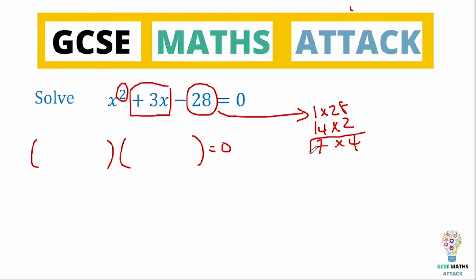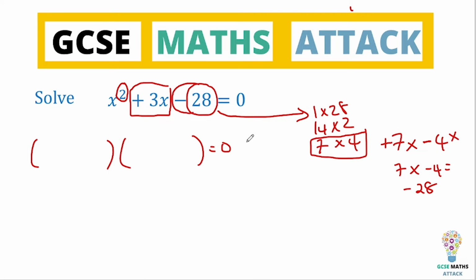However, if I look at 7 and 4, so 7x and 4x, I need to get plus 3x. That means I'm going to do 7x subtract 4x. There's an invisible positive sign in front of the 7, so positive 7x take away 4x gives me 3x. Now, 7 times minus 4 gives me minus 28, and the sign in front of 28 is a minus. So this meets both of the criteria.